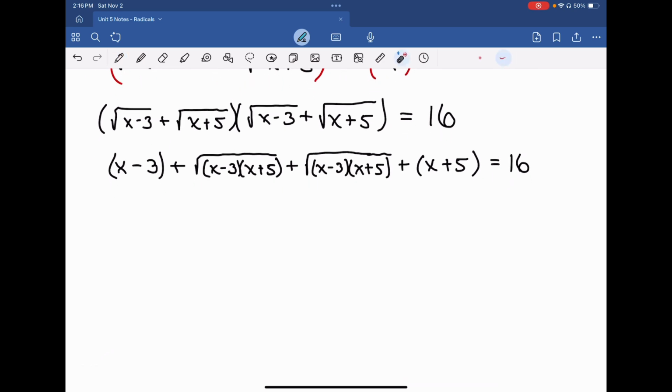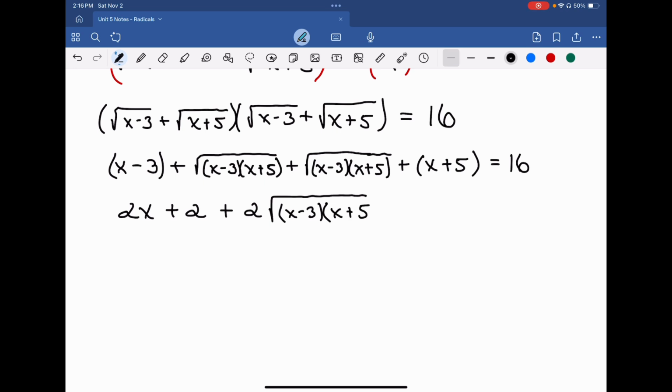So in the x terms, I have x and x. So that's 2x's. I'm going to write 2x. Negative 3 and 5 gives me positive 2. And then I have 2 of these square roots of x minus 3 and x plus 5. And then this is all equal to 16 on the other side.